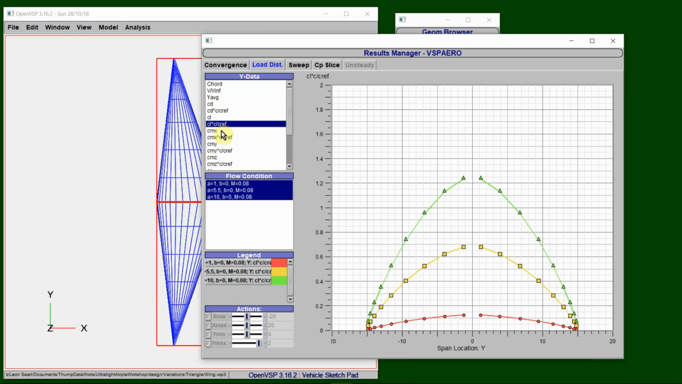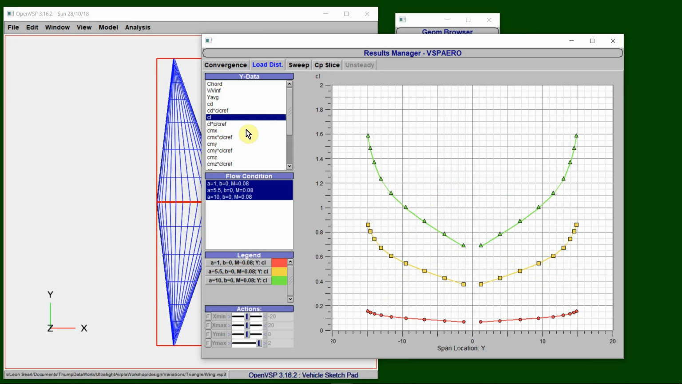Now let's look at our coefficient of lift. Aha! So now we have a significant increase as we get out to the tips, especially at this very high angle of attack. When we're at a low angle of attack, this one is the 1 degree, it's still increasing the whole distance. This is our 4 degree. And this is our 10 degree.